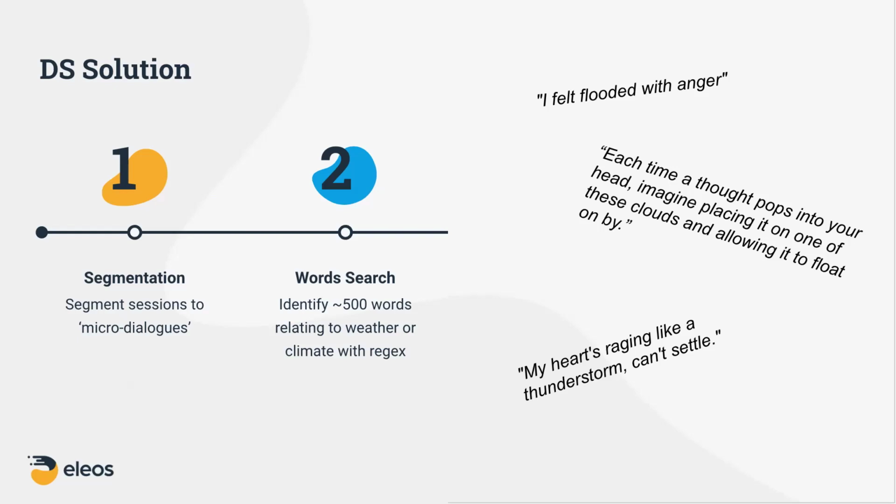So there are three nice examples. "I felt flooded with anger," or something that the therapist would say to the client: "Each time a thought pops into your head, imagine placing it on one of these clouds and allowing it to float on by." "My heart's racing like a thunderstorm," a client can say. So there are a lot of these climate words.